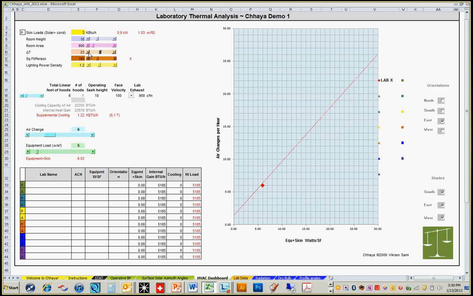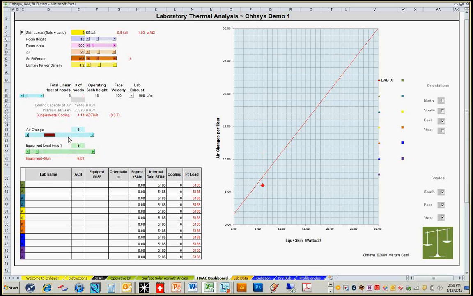So I'm going to put it back at 20. The square feet, the number of people in the room, square feet per person, and lighting power density also affect it. So you can play around with each of these. On the bottom over here, you've got air changes per hour and equipment loads. So as I change this around, let's say I make this 7 air changes, you can see the dot moves around over there.